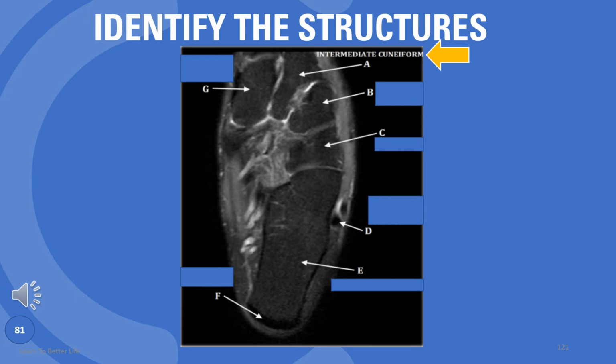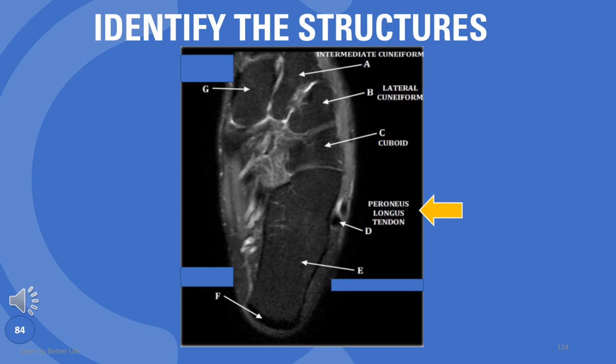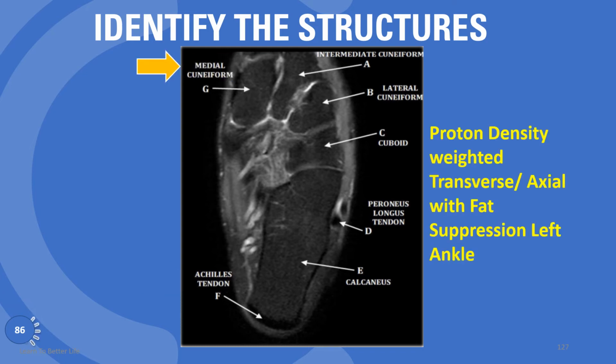A is intermediate cuneiform. B is lateral cuneiform. C is cuboid. Remember, this is the first question in this video? You are welcome. D, peroneus longus tendon. This big structure, E, is calcaneus. Here we go again, F, Achilles tendon. Now this will most likely be on the exam, right? G, medial cuneiform. This is a proton density weighted, transverse axial with fat suppression of the left ankle.